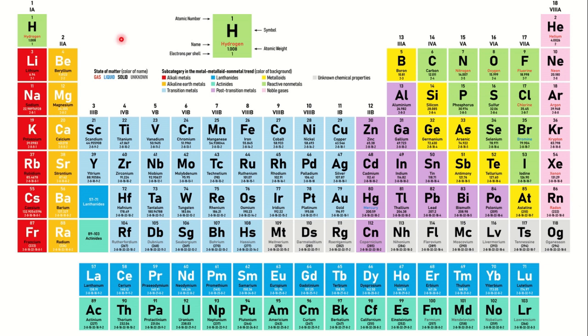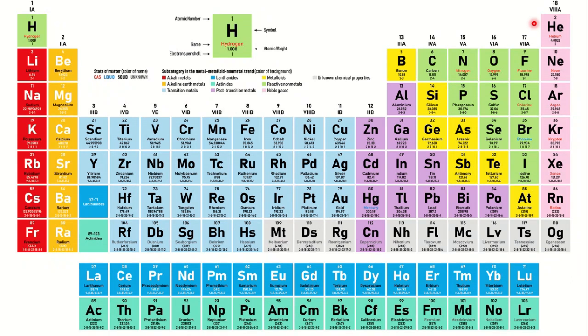Kung mapapansin ninyo, si hydrogen, since ang first letter niya ay H, ang kanyang symbol ay H. Next, paano naman si helium? Si helium kasi, hindi na niya pwedeng kunin yung H kasi nakuha na ni hydrogen. So, si helium, kukunin niya yung pangalawang letter niya, which is letter E. So, ang magiging symbol ngayon ni helium ay He.